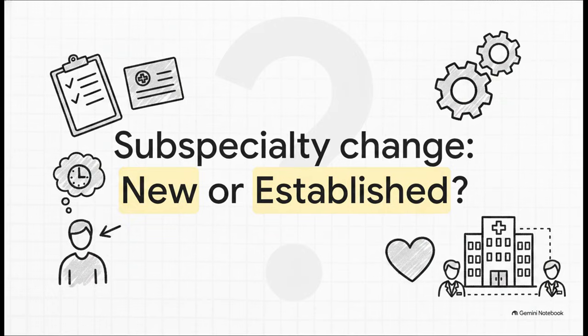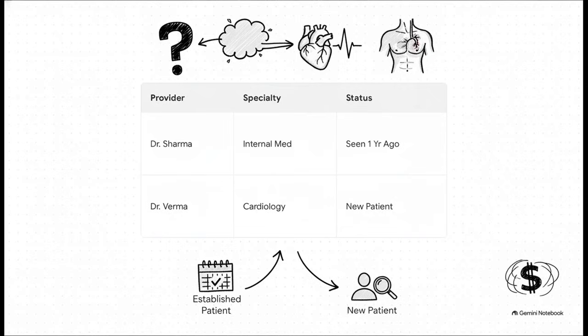Is this patient new or established for Dr. Verma? Well, if you guessed new patient, you hit the nail on the head. You're absolutely correct. Even though they're in the same hospital group and it's only been 1 year, cardiology is a distinct, narrow subspecialty compared to general internal medicine. So, following our decision tree logic, because the subspecialty is not the exact same, Dr. Verma has to bill this as a new patient visit. This is a classic example of how mastering these tiny nuances ensures you're capturing the right reimbursement for the higher complexity of a new patient workup.